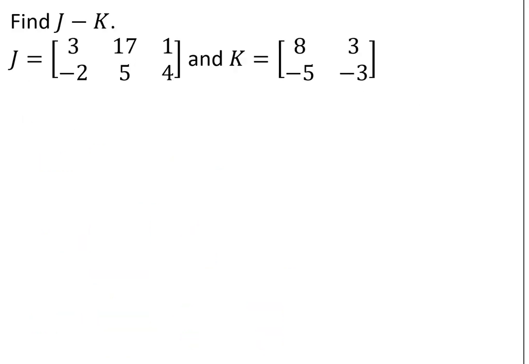The next question asks us to find matrix J minus K. And when we look at matrix J, it is a 2 by 3 matrix. When we look at matrix K, it's a 2 by 2 matrix. So you might be asking yourselves, well, do we just subtract the first 2 columns and then write the last column? Or how do we do this? They're not the same size. Well, when they're not the same order, you cannot do matrix addition or subtraction on them. So something like this is not defined.